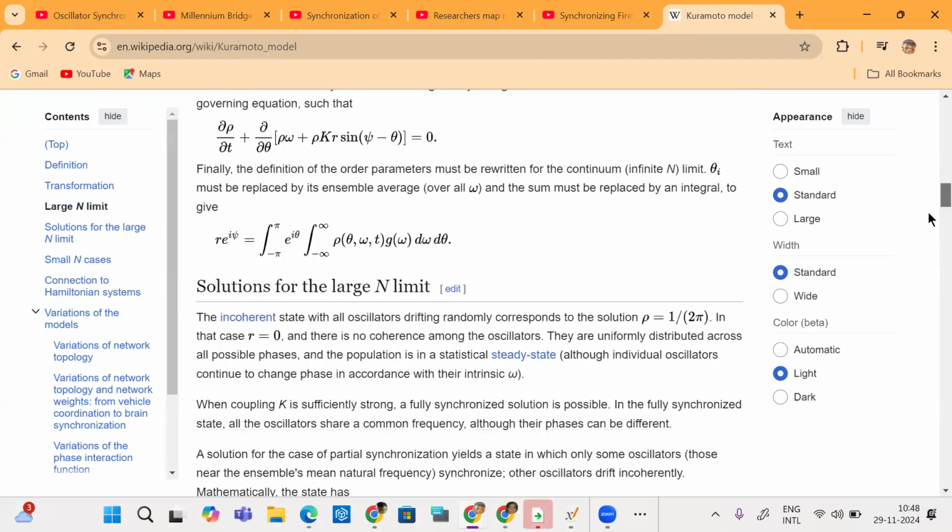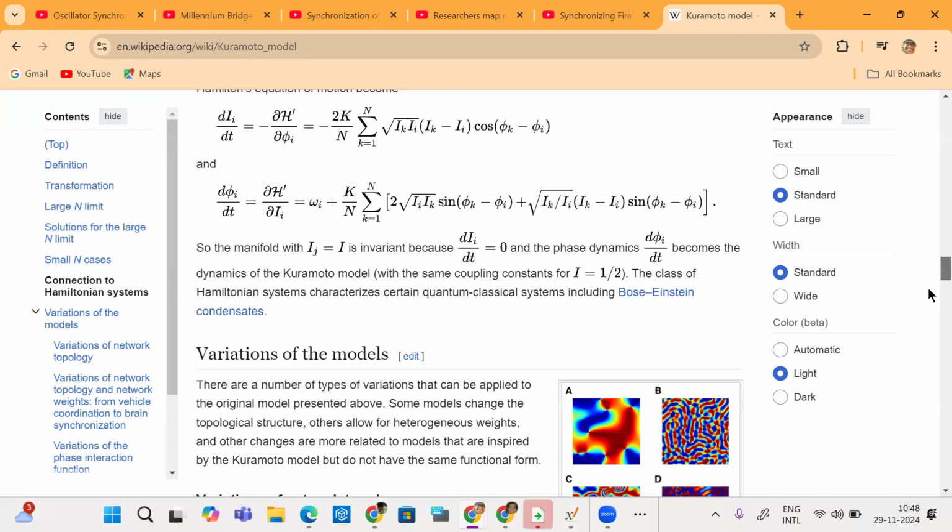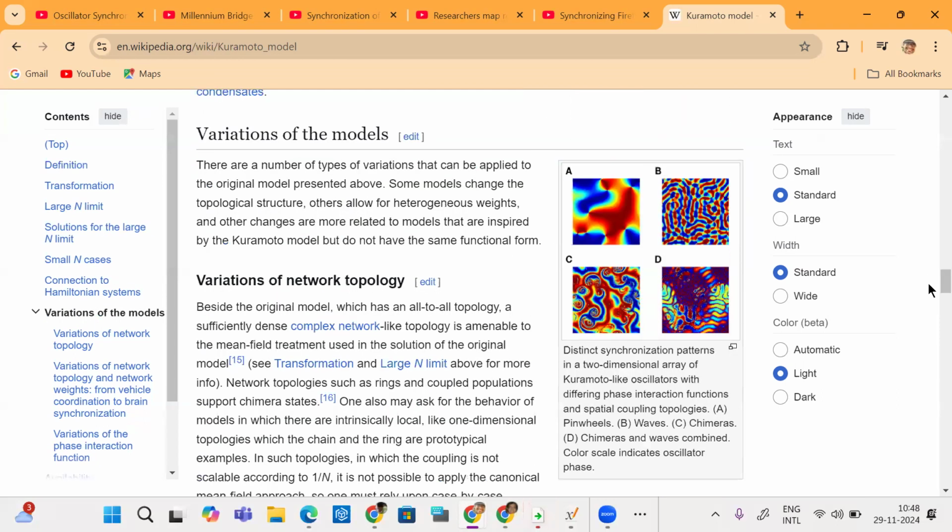There is a bit of math in it, but he also showed that you can get spiral waves and different kinds of patterns, chimeras and waves, just by considering different lattices of that model. Okay, fine. So let us go back.